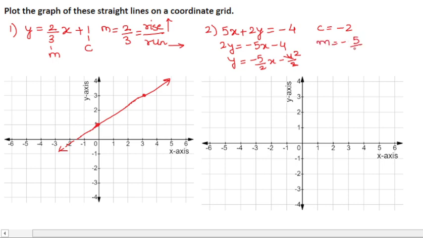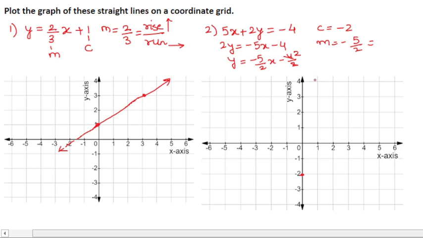Negative 5 by 2. So I start by marking my y-intercept on the graph, which is this, minus 2 along the y-axis. Y-intercept is marked along the y-axis always. So the first point is there. Now we need to have the second point. For that we make use of the gradient.